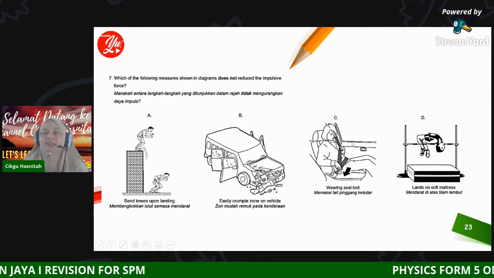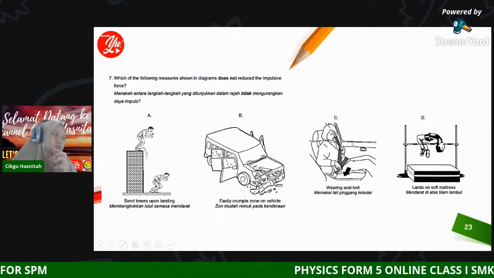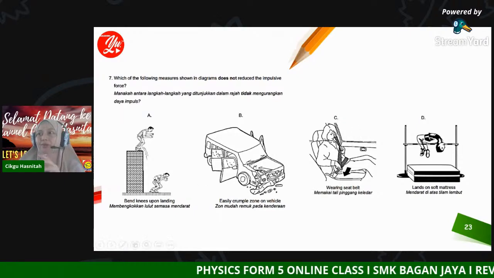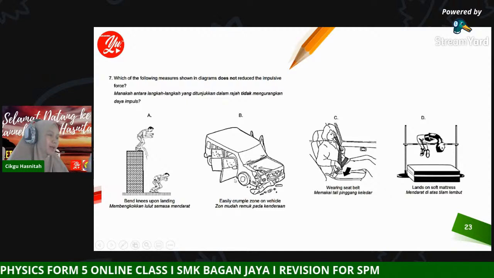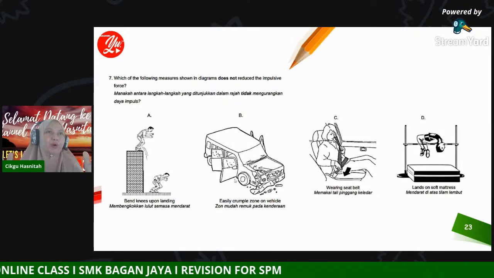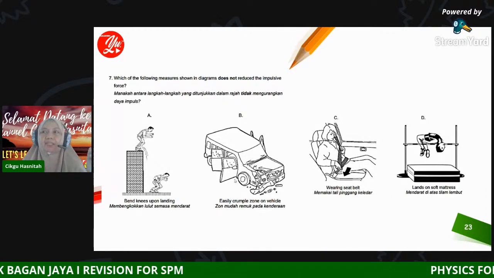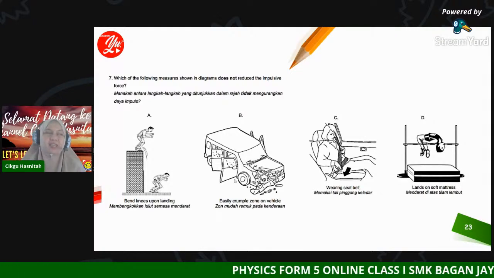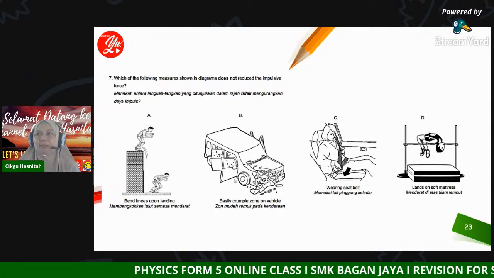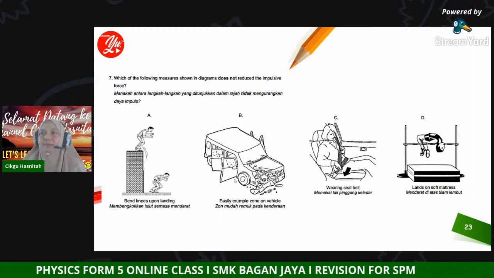C can be related to inertia. Okay, C is related to inertia, not impulsive force. For A, B, and C, all will prolong the time of impact. So when the time of impact prolongs, definitely yes, the impulsive force will be reduced. Okay, so the answer is C. Yes, the answer is C for number 7.